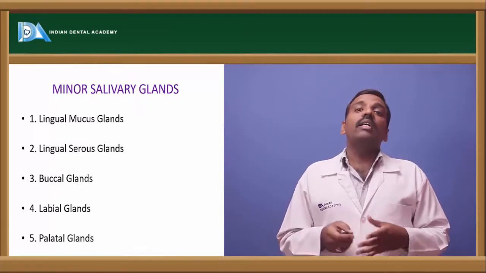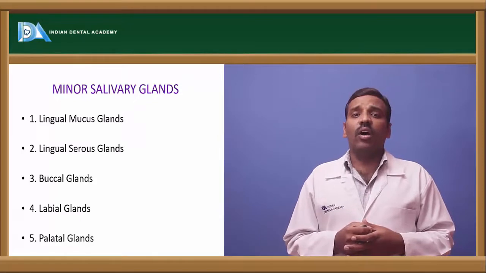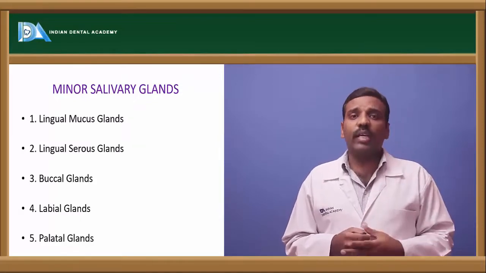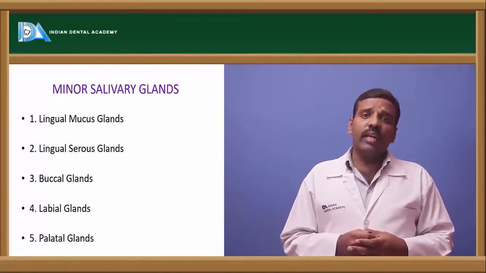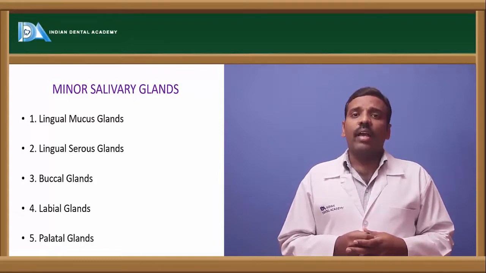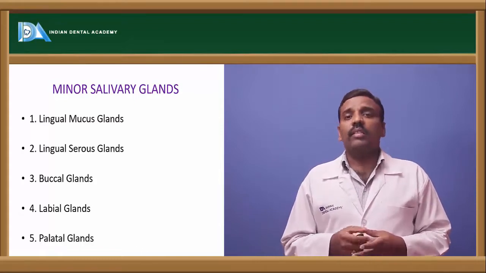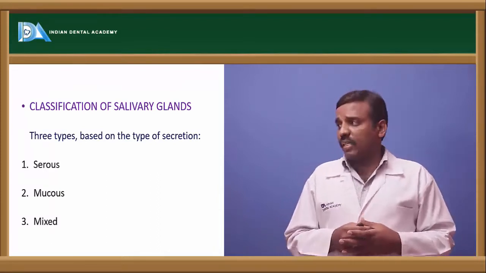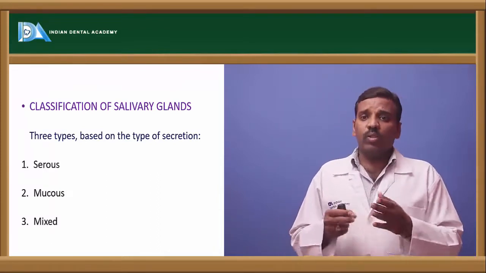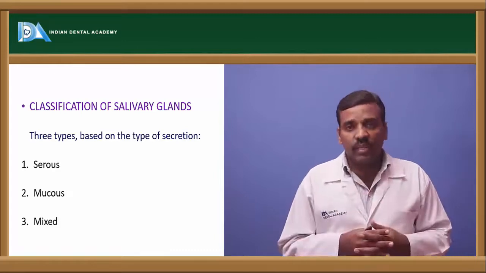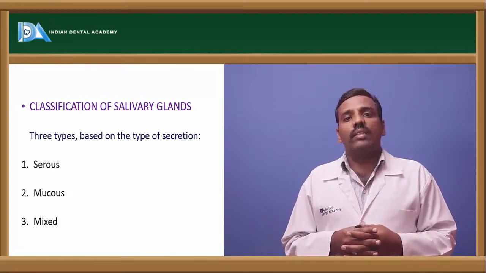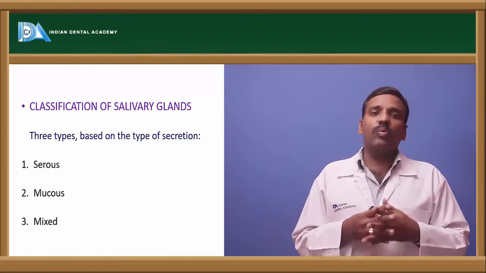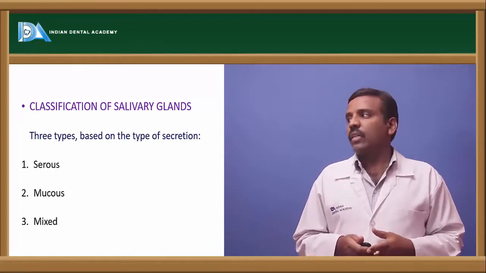The major salivary glands are mainly of three types: serous glands, mucus glands, and mixed glands. Based upon the type of secretion, these are divided into these three types: serous, mucus and mixed glands.